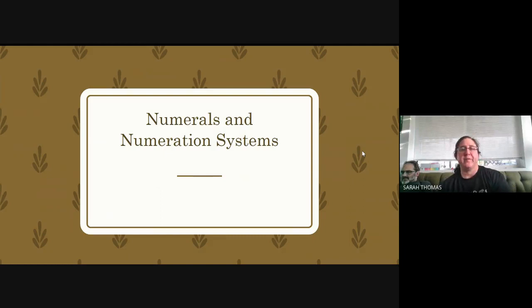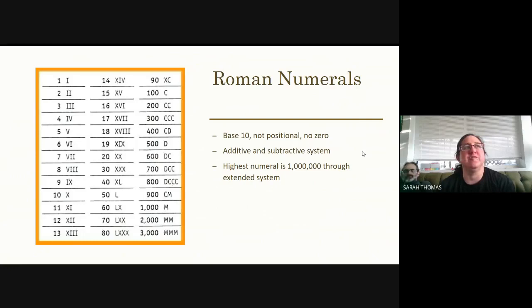Okay, let's move on. Let's talk about numerals and different numeration systems, because I talked about this before, where some numeration systems are not positional, and some of them are not base 10. By the time that we move into 600 AD, most surviving numeration systems are base 10. There was a base 60 system back in ancient Babylon, and that's why we have 360 degrees in a circle today. Yes, it is a holdover from ancient Babylon.